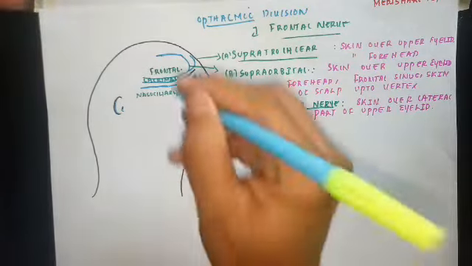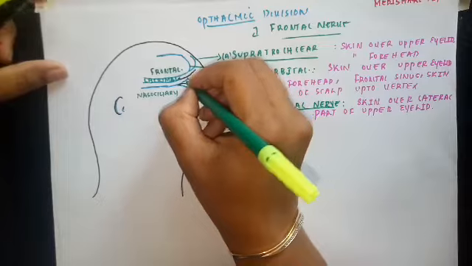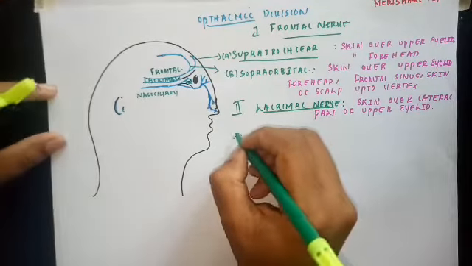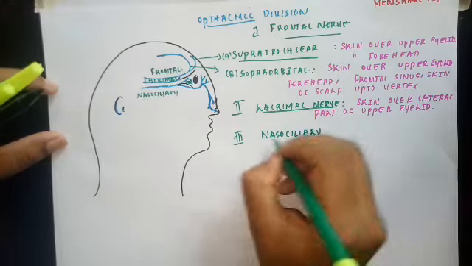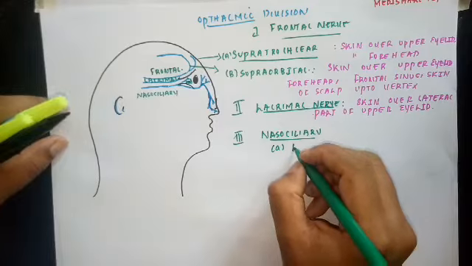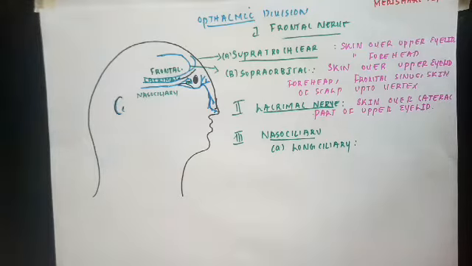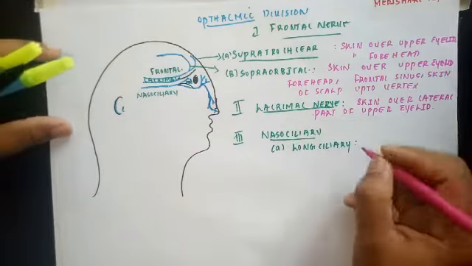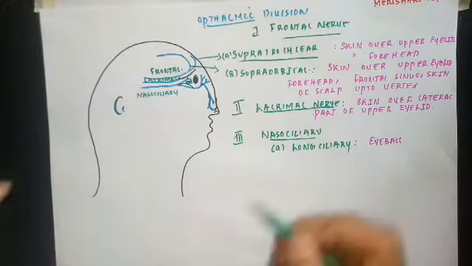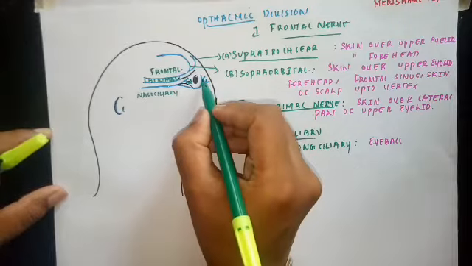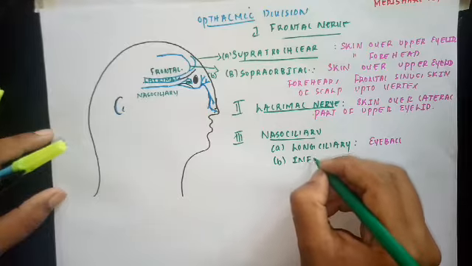So the nasociliary gives the first branch, labeled as A. The third branch of the ophthalmic division is the nasociliary. It gives the first branch, that is the long ciliary nerve, which is supplying what? The eyeball. And the second branch we have discussed is the infratrochlear, labeled as B.